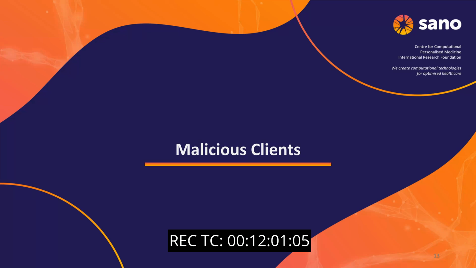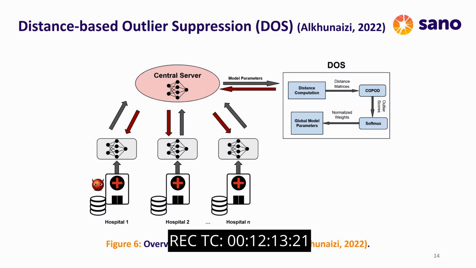A method to address the presence of malicious clients in a federated learning system is to just filter out parameters sent by those clients during the aggregation. An example is distance-based outlier suppression. This technique measures the distance between parameters sent by different clients. So it calculates both Euclidean and cosine distances, and those distances are used to calculate the normalized weighting factors that are then used for the aggregation. So basically, the malicious clients will have a much, much lower weighting factor than the normal clients.